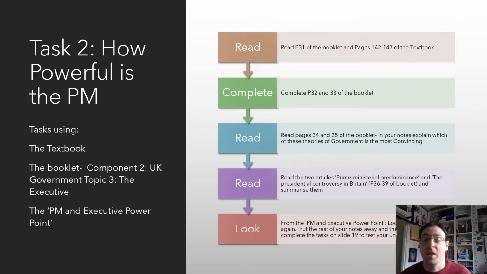Right, so task 2 is a bigger one, looking at a whole range of different bits. Your main sources for this are the textbook, the booklet that you were using last week as well, the component 2 one, UK government topic 3, the executive, and then the PM and executive PowerPoint again that you were using last week. So there's some reading to do, and some tasks to complete in the booklet. Make sure that you spend a bit of time on this and go through it. Don't just answer the questions, make sure you do all the reading as well.